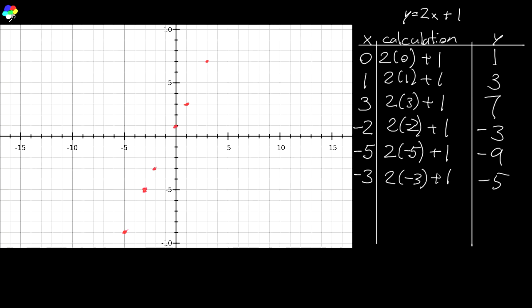I can take some black here, and I can carefully draw a line, and you see it passes through all those points. Any x we choose is going to fall on this line. And this is essentially how a computer can draw a straight line.